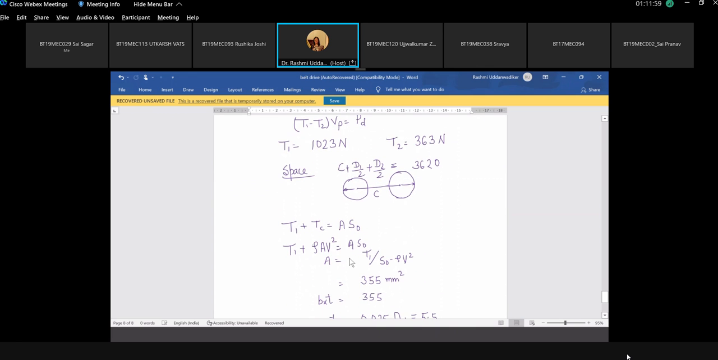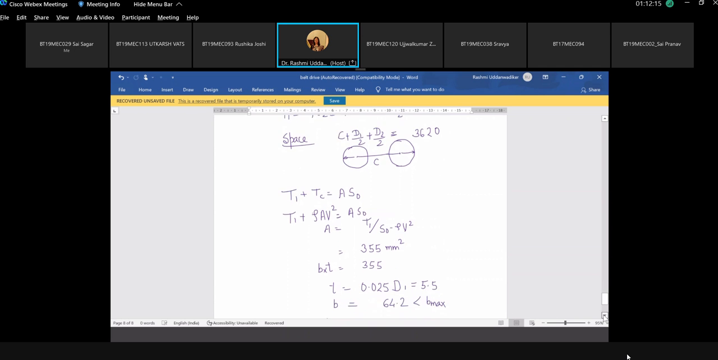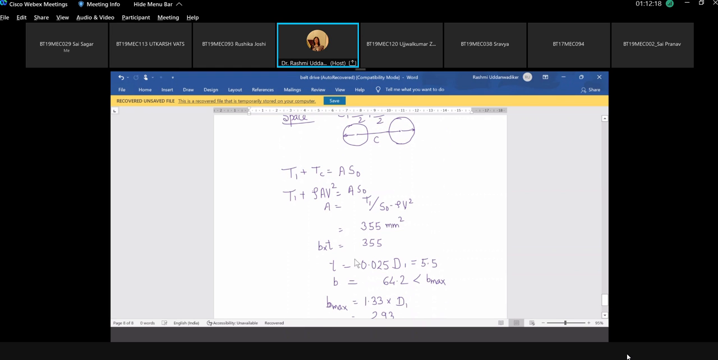Now we have to find out the area of the belt or the cross section of the belt. So we know that T1 plus Tc is equal to A times S0. Tc is the centrifugal tension, rho A v square. And from here we get the area, 355 mm square. This area is the rectangular cross-section area B by T.